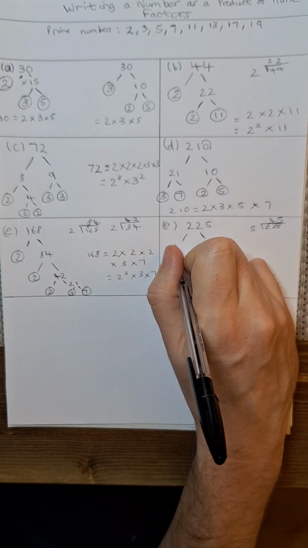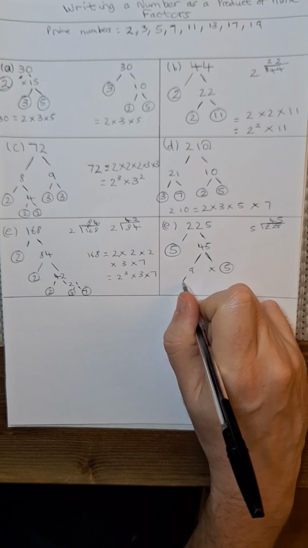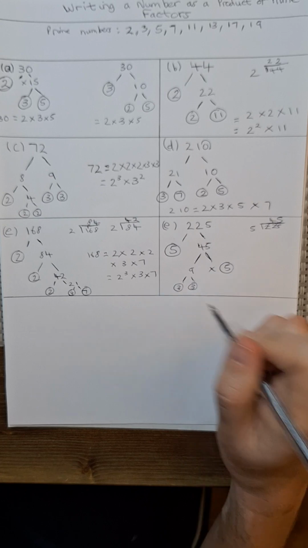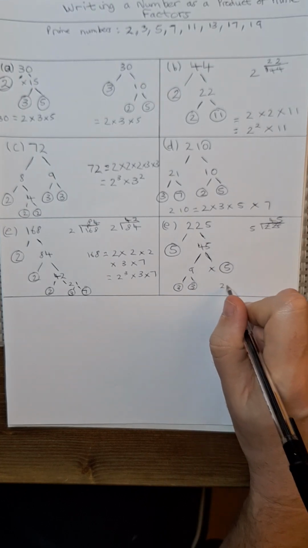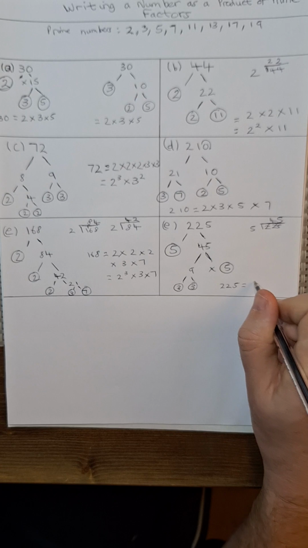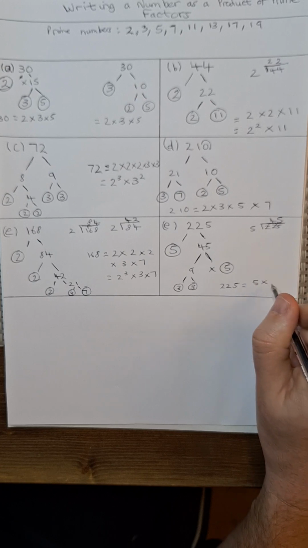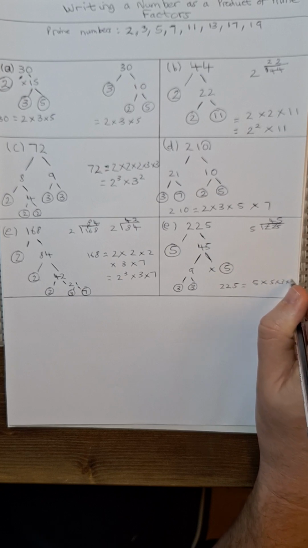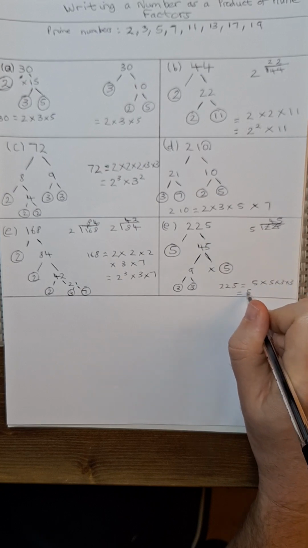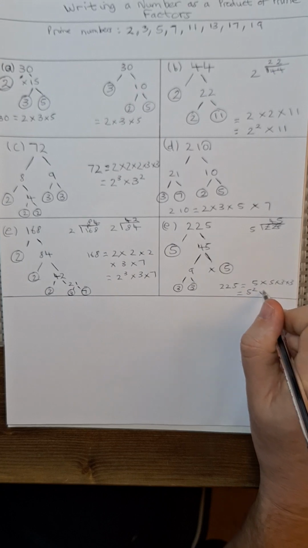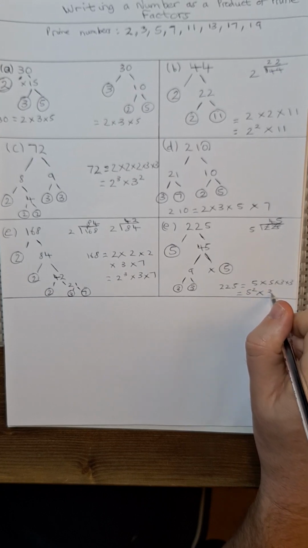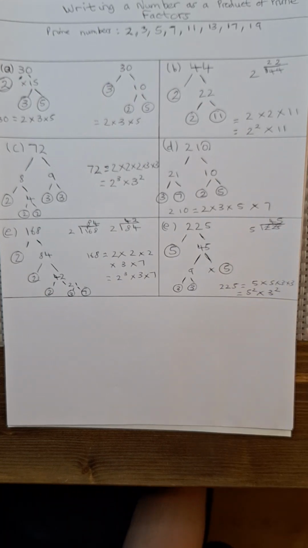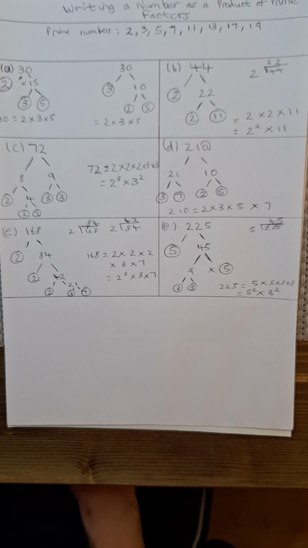And to get 45, simply 9 times 5, 5 is prime. How do we get 9? 3 times 3, which is prime. So 225 equals 5 times 5 times 3 times 3, which equals 5 squared times 3 squared. Okay, that is a lesson on writing a number as a product of prime factors.